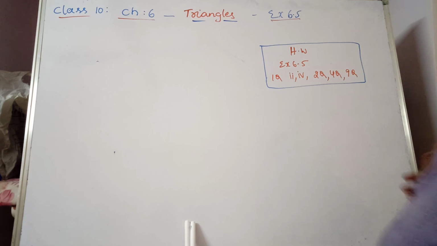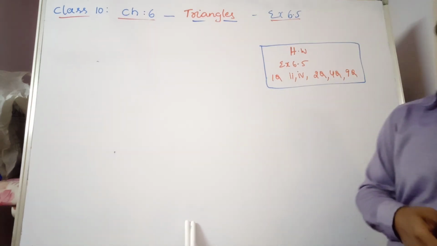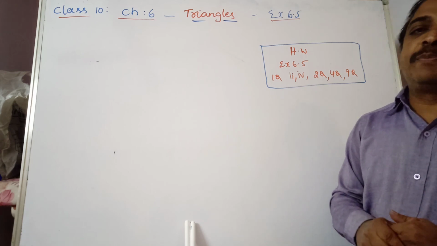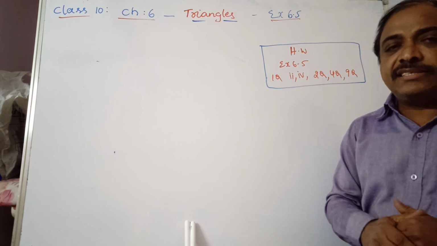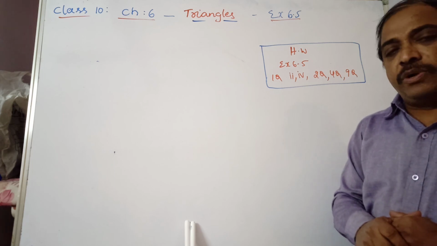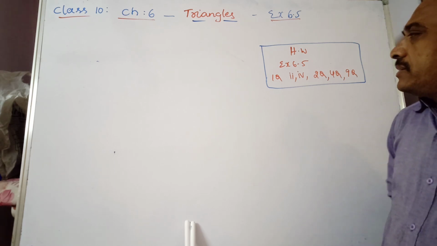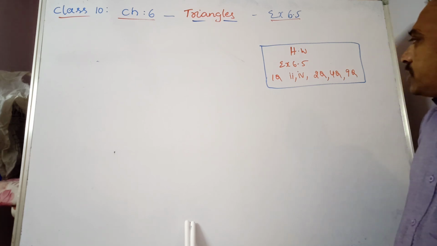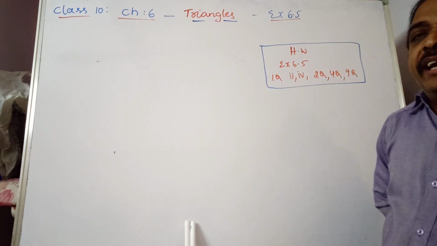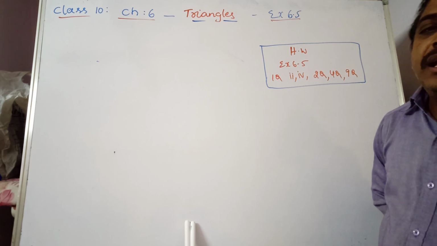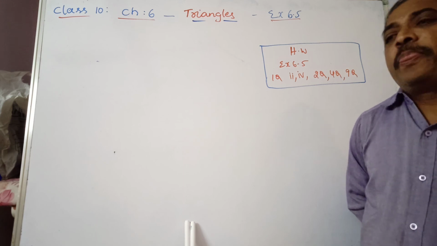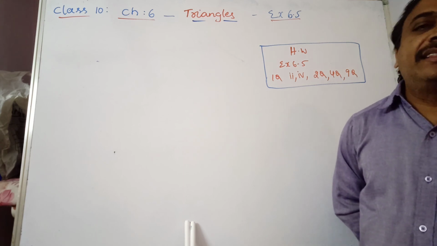So I hope you understood what we have discussed in today's session. The leftover questions from exercise 6.5 we will see in the next session. Here we have some homework questions from exercise 6.5: question number 1, second and fourth bit, and question number 2, 4 and 9. Question number 6 and 8, these all we will be discussing in the next session. I hope you understood today's session. Thank you. We'll meet again in the next session.